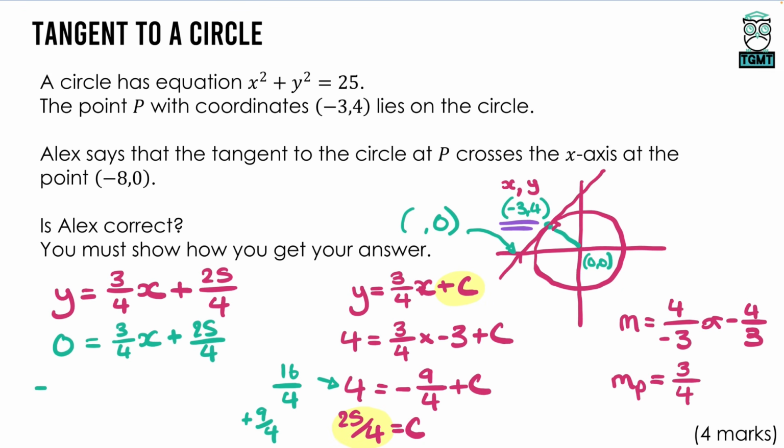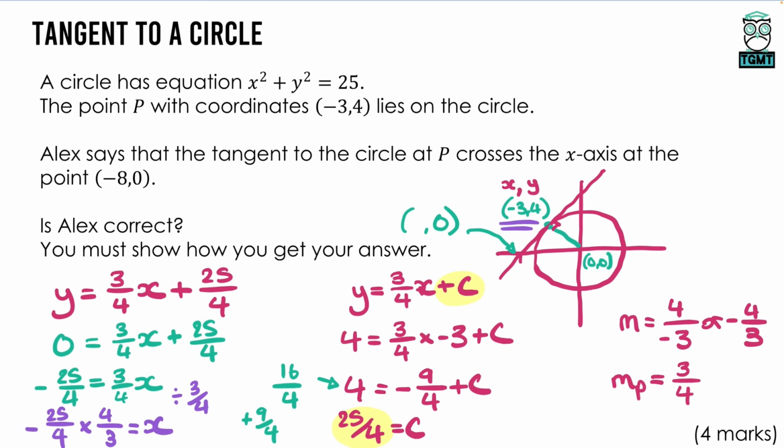But if we minus 25 over 4 over, which is equal to 3/4 x, and then we need to divide by 3/4, which means I have to do minus 25 over 4 divided by 3 over 4. So minus 25 over 4, if I'm going to divide by a fraction, we multiply by the reciprocal. So instead of dividing by 3/4, I'm going to times by 4/3. And that's going to equal x.